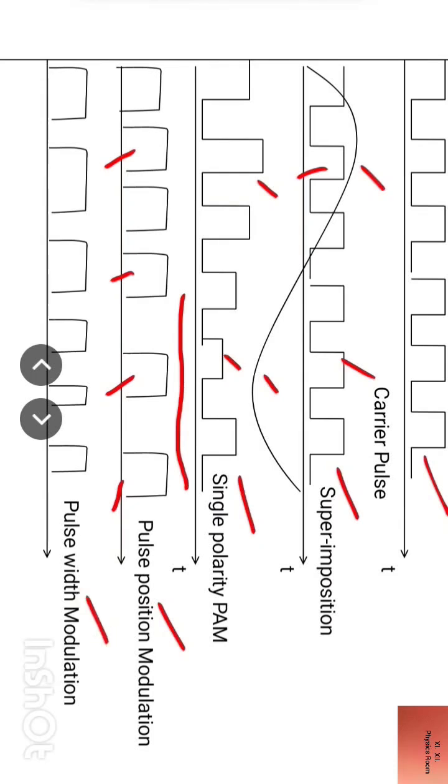Now this is pulse width modulation. Here you can see the width has increased where the two are in phase. Here the width has decreased where the two are out of phase. Here also the width of the pulse is reduced because the carrier pulse and modulating signal are out of phase. So this is how pulse width modulation is carried out. Here pulse amplitude modulation is carried out. Here pulse position modulation is carried out. Here pulse width modulation is carried out.